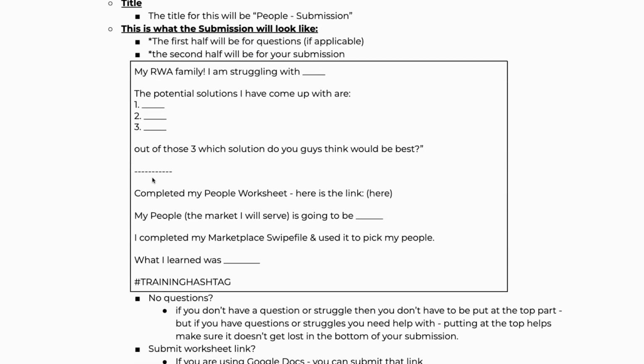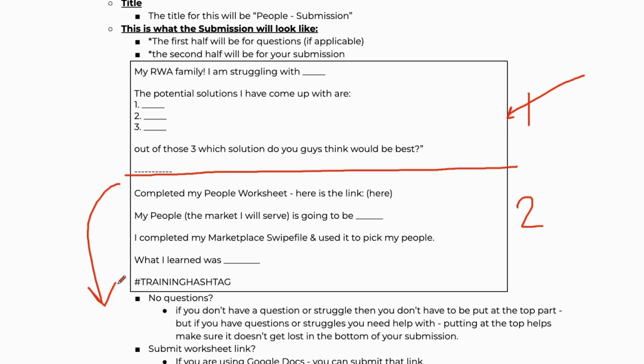This submission is going to be broken up into 2 parts. There's the first part, and then there is the second part. The first part is for questions, or if you're struggling with anything as you are doing the work, something that you specifically struggled with, if that is applicable for you. We're going to talk to you about how to ask for help in an empowered way, but it's going to be like, hey, my RWA family, hey, fellow students, I am struggling with this, and the potential solutions that I have already thought about are 1, 2, 3, 4, 5, 6, 7, whatever. Out of these X number of solutions, which of these do you think is best? This is called empowered asking. I'm going to talk to you more about that in just a second.